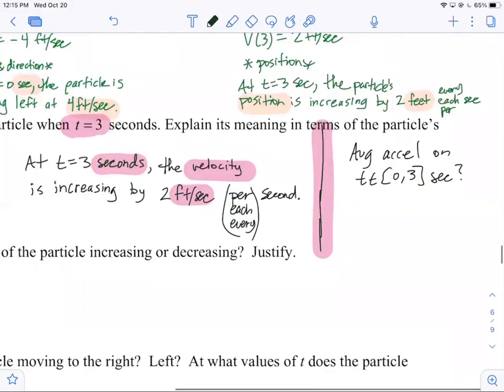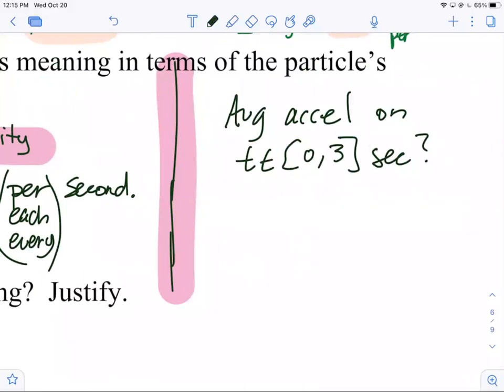Right? Acceleration by itself is the rate of change of velocity. But how would we find average acceleration? We know how to find instantaneous acceleration, right? VOTC. Find the derivative, plug it in, you're done. But average acceleration from 0 to 3. Okay, here's what it's going to be.